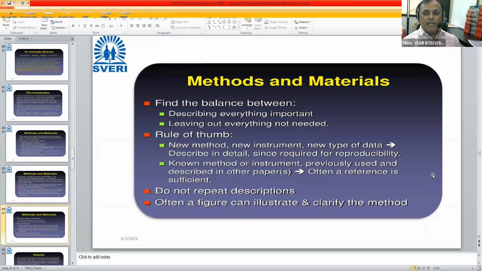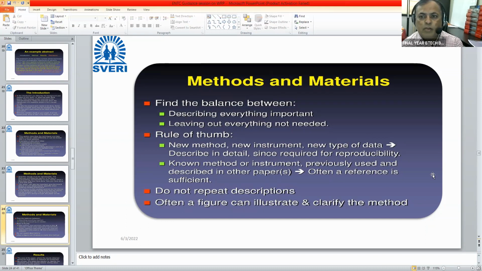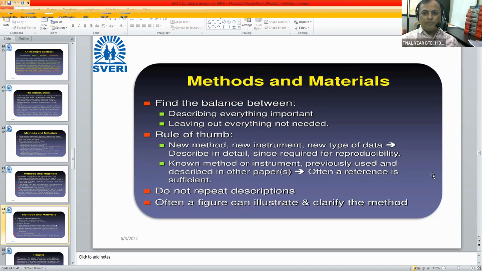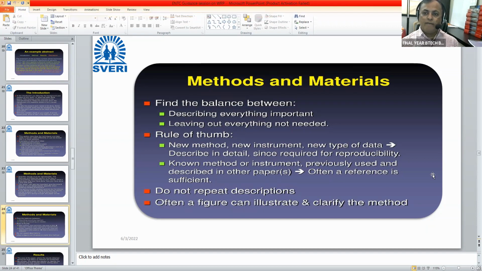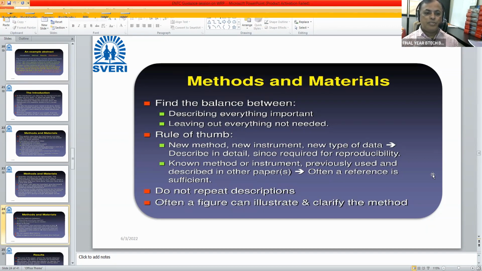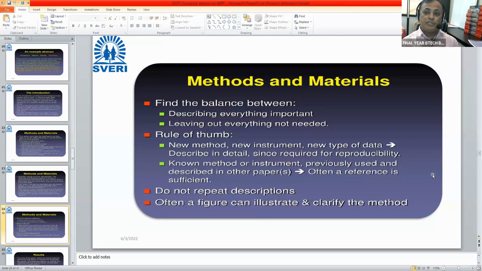So if there is any data you have been taking into consideration to take your research further, you can use the references there. You have to completely mention the references there. Do not repeat descriptions, and often a figure can illustrate and clarify the method. So a figure is very, very important if you're going for your methodology.